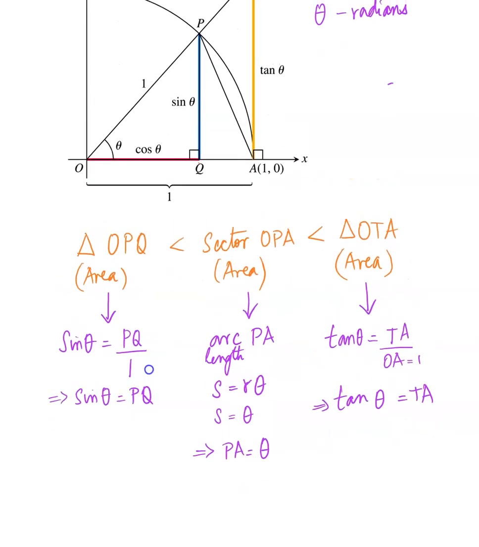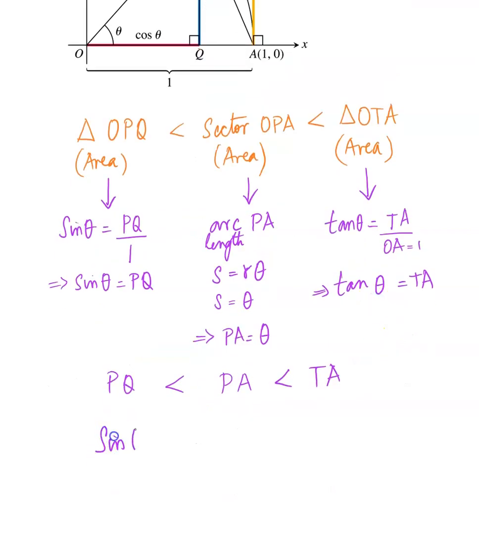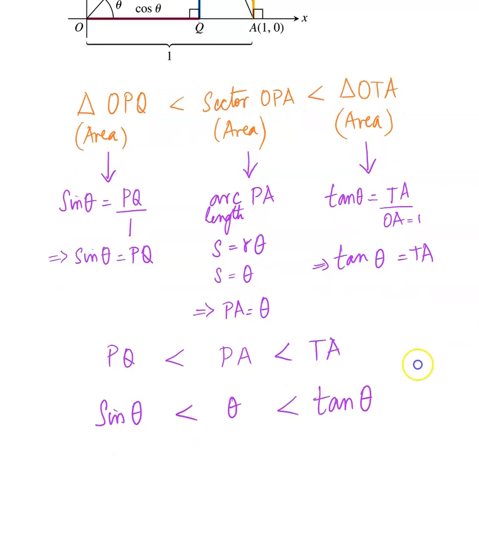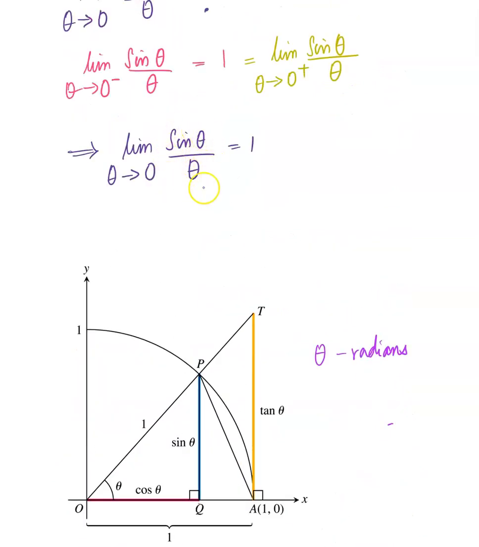Okay, so we can see that PQ, or rather I should say PA, the arc PA is in between PQ and TA. PQ is less than PA is less than TA. So you can set it up as sine theta is less than theta is less than tan theta. Do we agree? And so once we get this set up, remember the whole idea of proving this is to get the sine theta over theta situation.